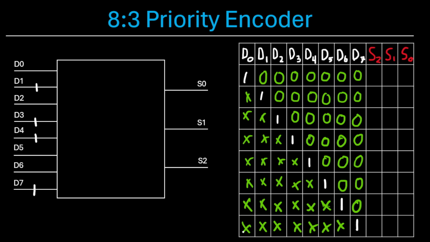So for example, if we look at this bottom case right here where D7 is high, the X's represent don't cares, so we quite literally don't care what each of these values are. They could be 0, 1, all zeros, all ones, it doesn't matter. If D7 is high, with a priority encoder, we're outputting 7 or 111. Now, another case, if D7 is 0 and D6 is high, we're going to output 110, irrespective of what D0 through D5 are. Okay, so hopefully you see the pattern.